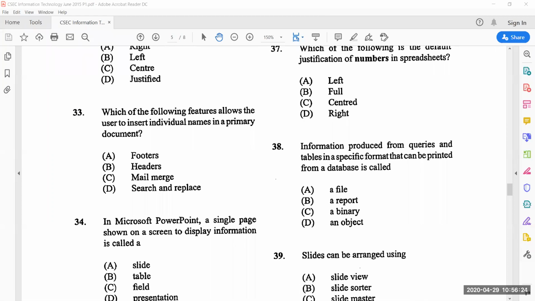So mail merge. Yes, that is correct. Remember, in a mail merge, you create a document, sort of like a template called a primary document, and you then place the field that you want to have unique for each document. And then you complete the mail merge operation, and it creates the merge documents.